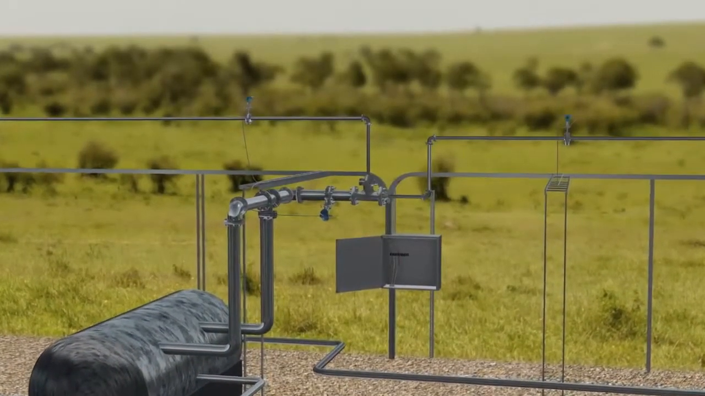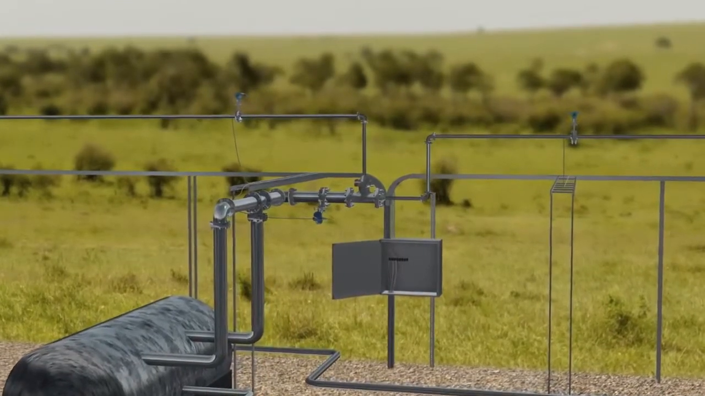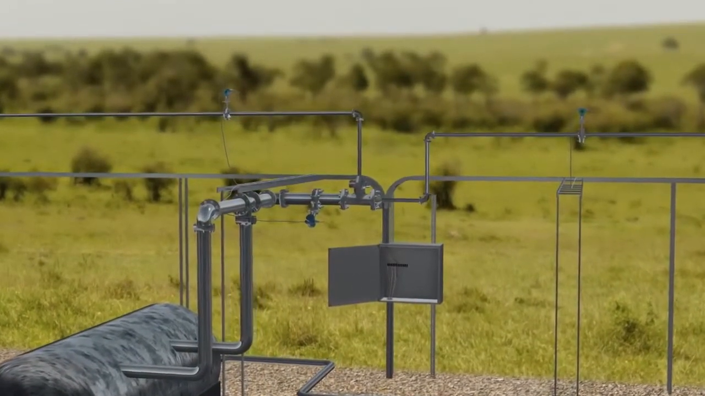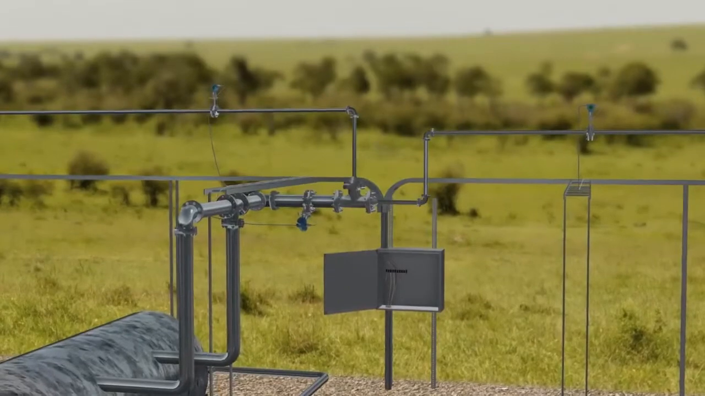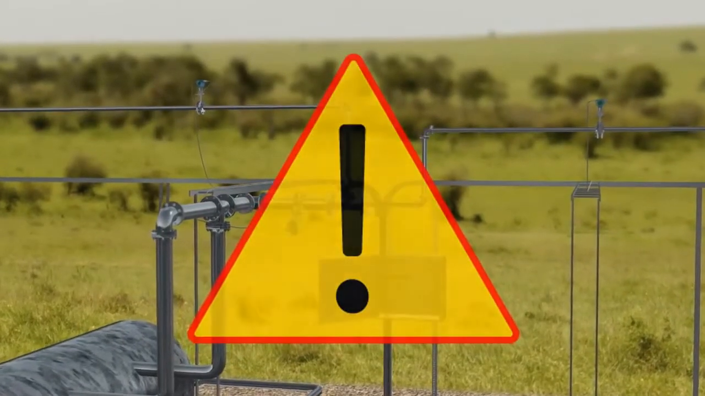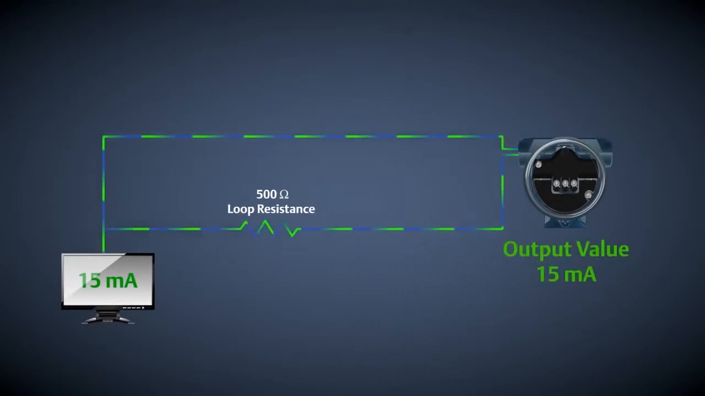All of these issues can impact the integrity of your 4 to 20 milliamp loop, causing the control room to receive incorrect measurements and potentially lead to dangerous on-scale failures. Let's picture two scenarios which can lead to on-scale failures.